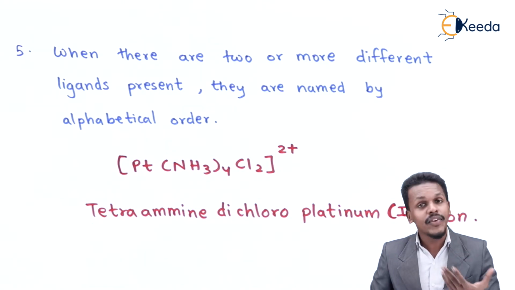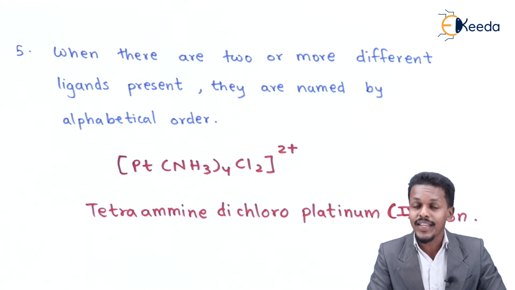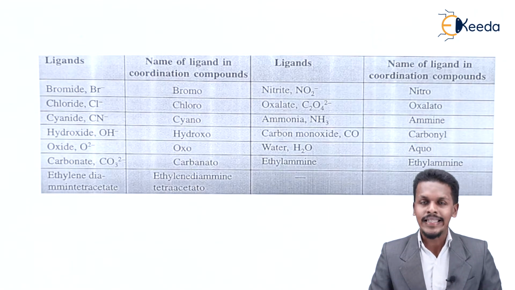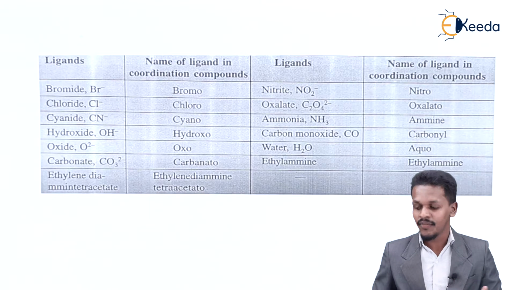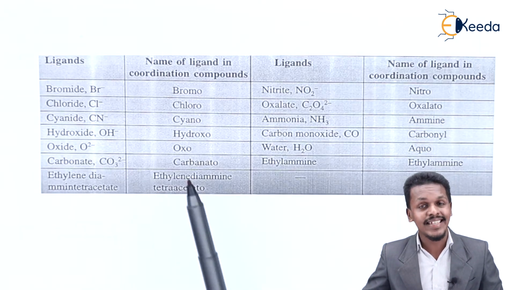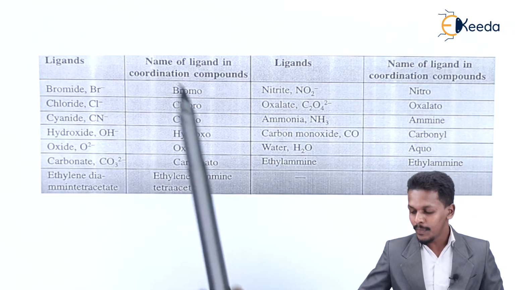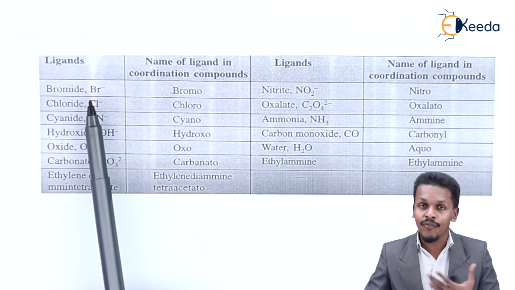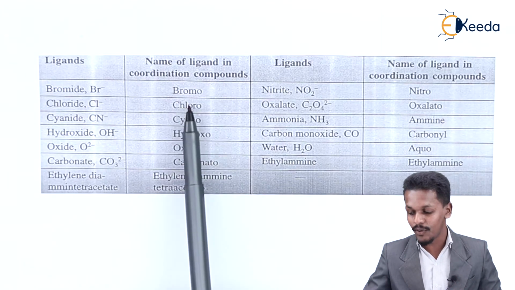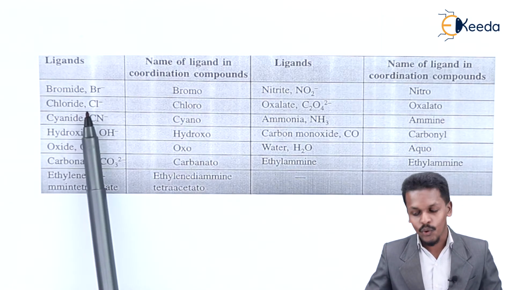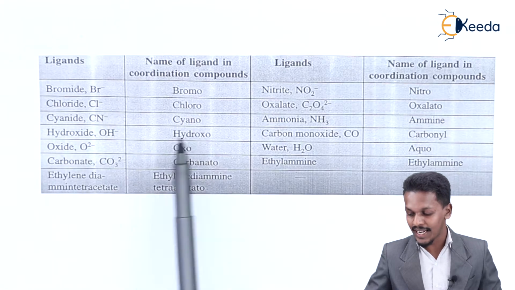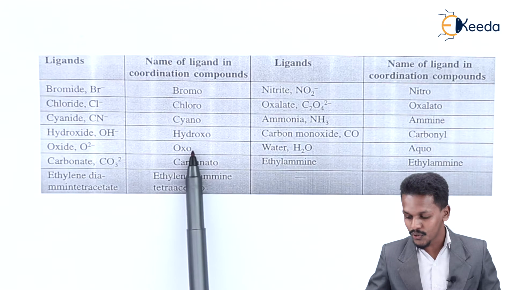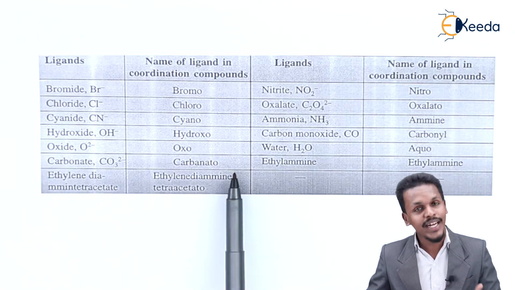So this was nothing but the fifth rule, but there are also many rules that we have to consider. And what are those? Let me talk about that also. As we discussed the different types of ligands, even here we are going to talk about the different types of ligands and how to name them. So here basically there is a list of certain ligands. For example, if bromide is attached in the form of a ligand, then the name of the ligand will be bromo. For chloride it will be chloro, for hydroxide it will be hydroxo, for cyanide it will be cyano, for oxide it will be oxo, and for carbonate it will be carbonato.